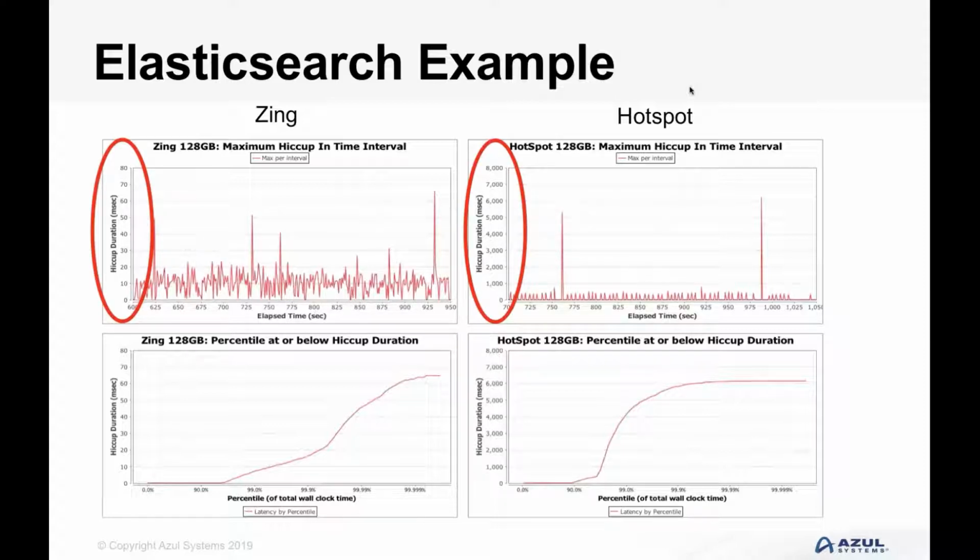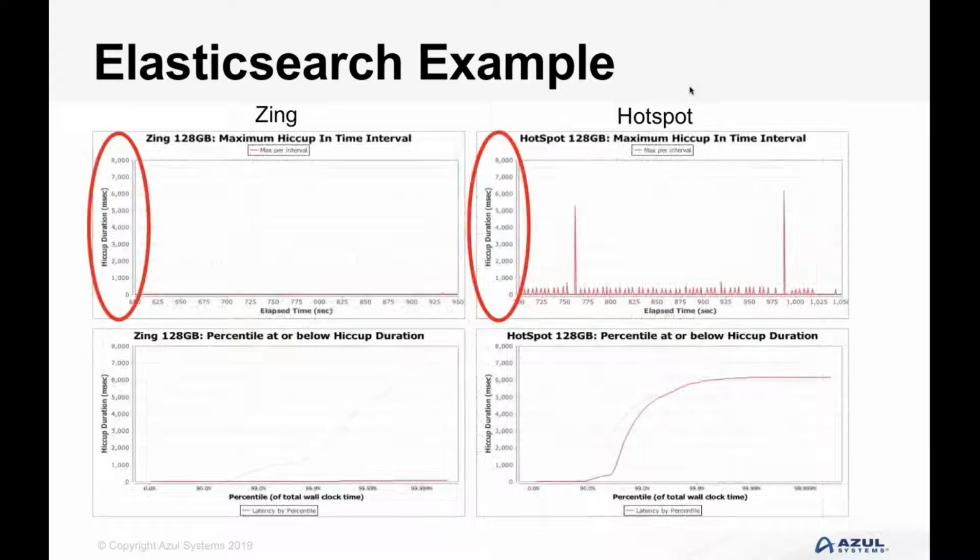On the Hotspot graph, we're actually scaling from 0 to 8,000 milliseconds, so 8 seconds. On the Zing graph, we're scaling from 0 to 80 milliseconds. So that's a very different scale. If I show the same graph using the same scale for both, what we actually see is a very different picture.